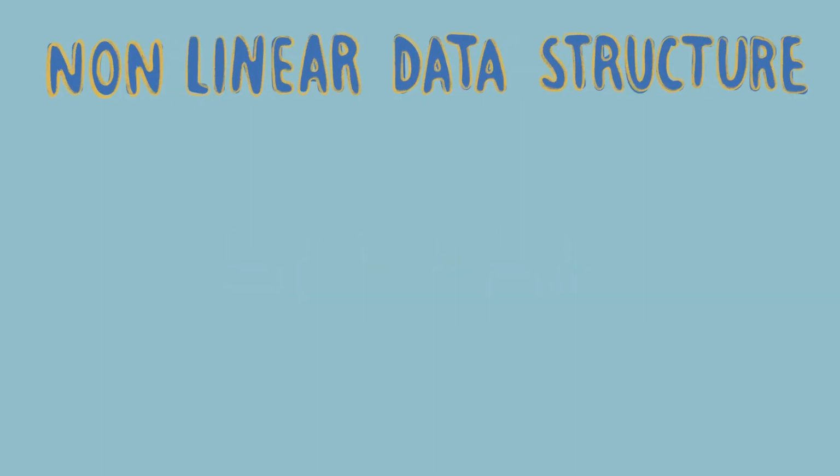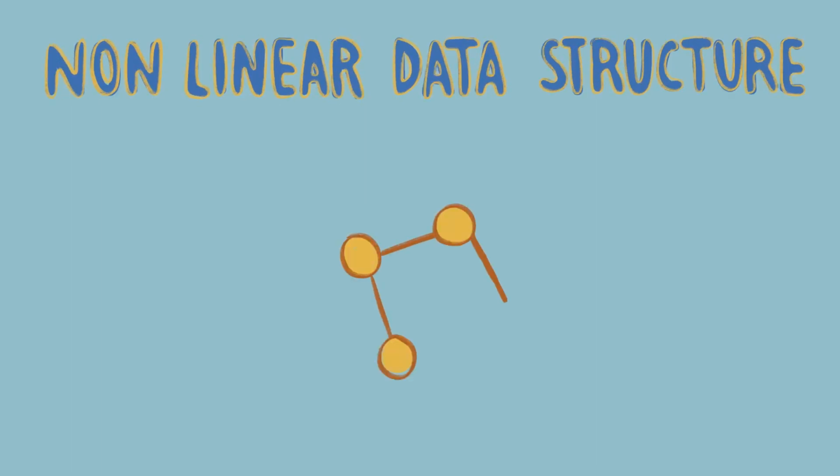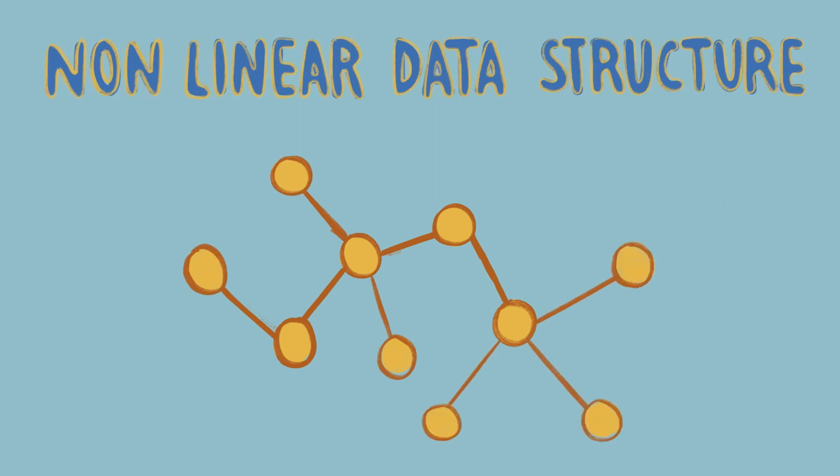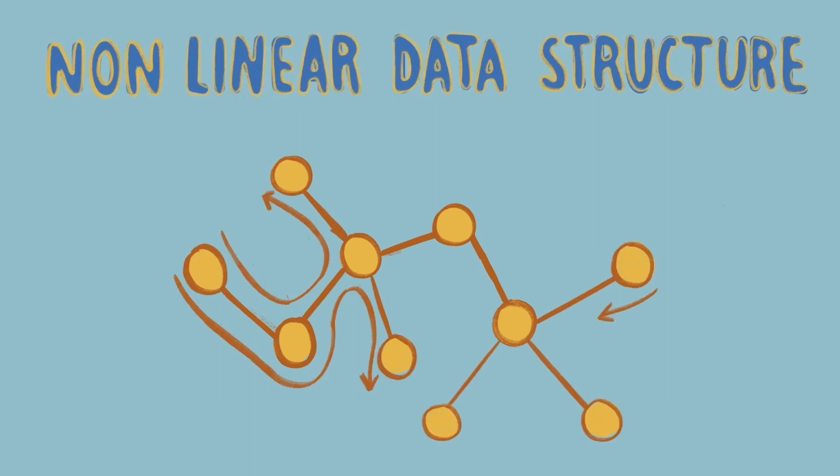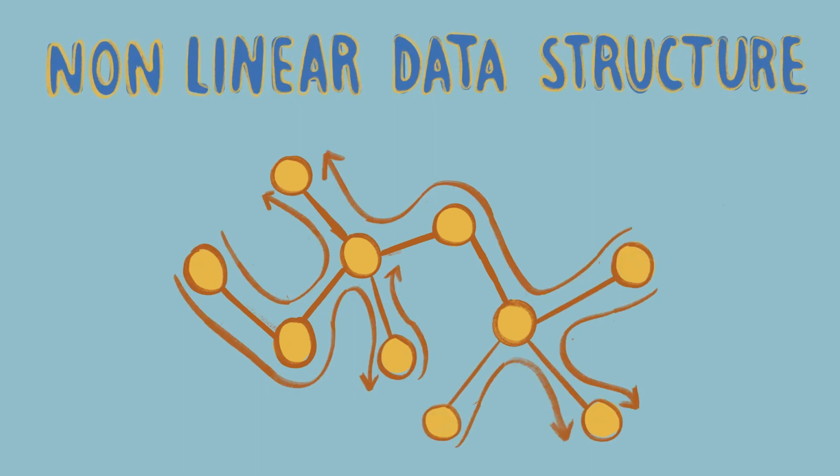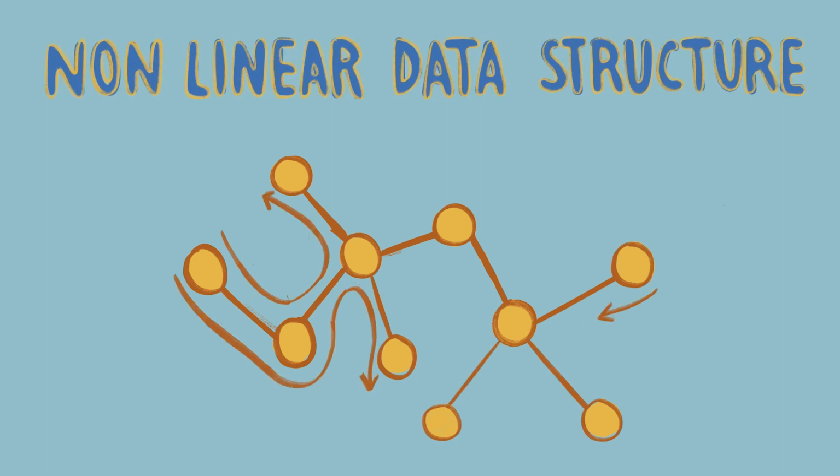Contrast this with nonlinear data structures like graphs, where an element could be connected with any number of elements. There are several different ends of this structure, which means that there are several different paths that we can take to travel through the entire graph.